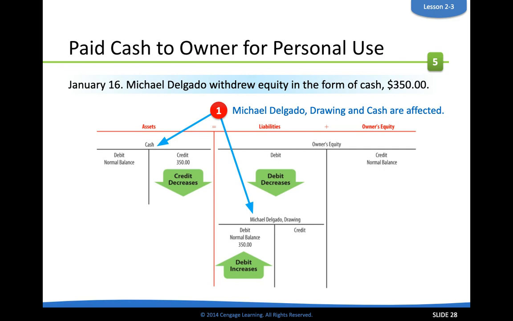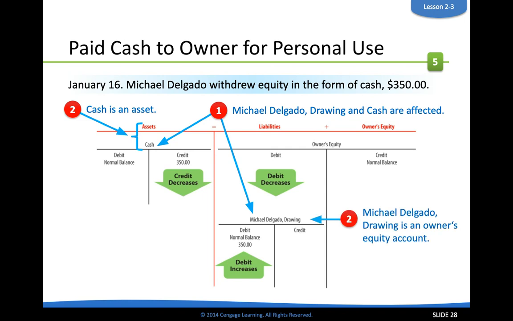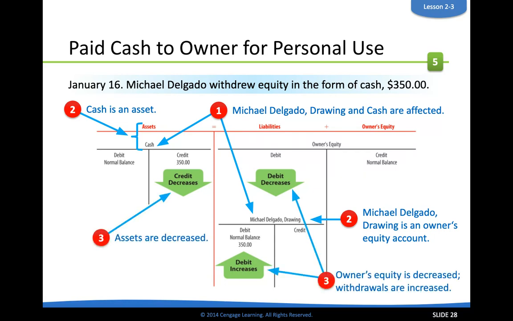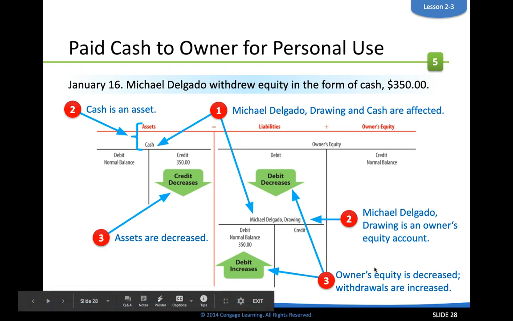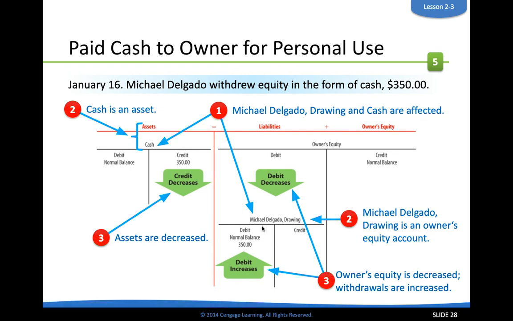So we have cash and Michael Delgado drawing as the accounts. Cash is an asset account. Delgado drawing account is an owner's equity account. The effect of this transaction, we know that when you withdraw cash, you pay cash to the owner, so your cash is going to go down, and then owner's equity is decreased because withdrawals are increased.